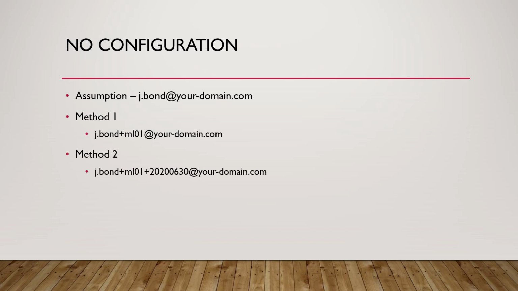The second method is an extension of method 1, but this time with an expiration. In this particular case, our second plus sign is followed by a date. In this case, that's 20200630 or June 30th, 2020. Both have no configuration required or additional account setup.